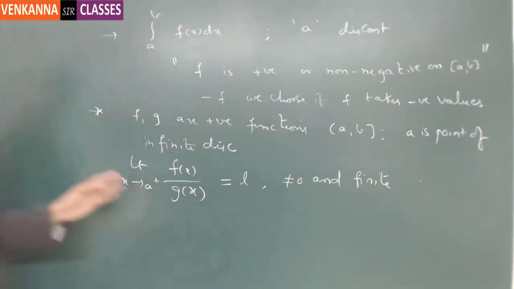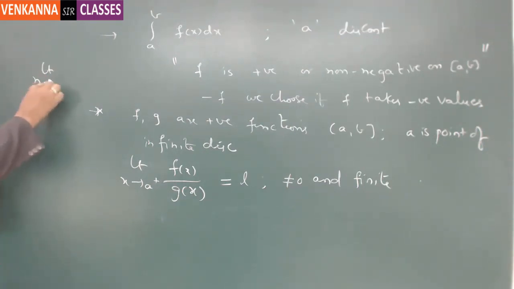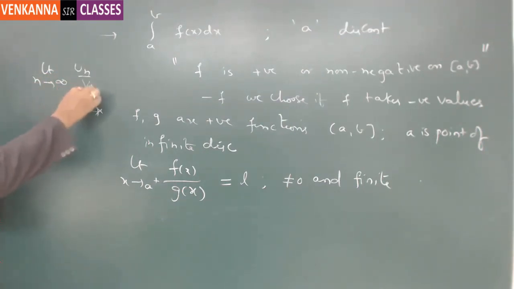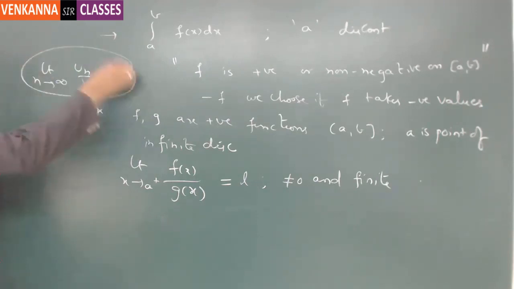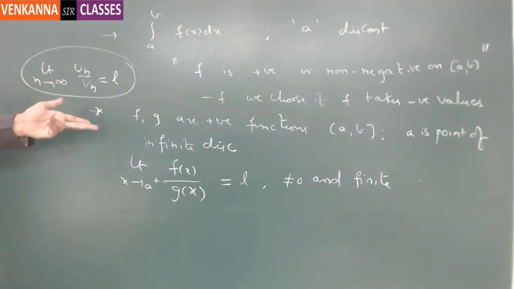Please understand, you can come across the limit comparison test of infinite series. There we write like this: limit n tends to infinity, un by vn is equal to L. There we say that both series un and vn converge or diverge together. Can you remember this concept of infinite series under the limit comparison test?